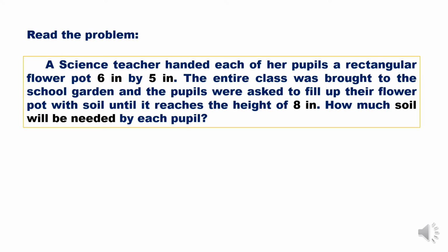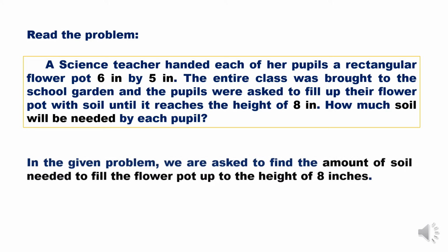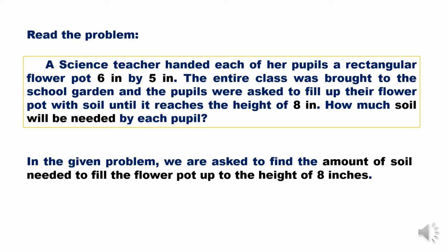Let us read the problem. A science teacher handed each of her pupils a rectangular flower pot 6 inches by 5 inches. The entire class was brought to the school garden and the pupils were asked to fill up their flower pot with soil until it reaches the height of 8 inches. How much soil will be needed by each pupil? In the given problem, we are asked to find the amount of soil needed to fill the flower pot up to the height of 8 inches.